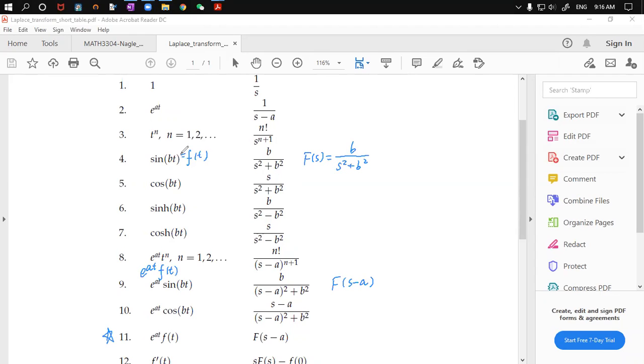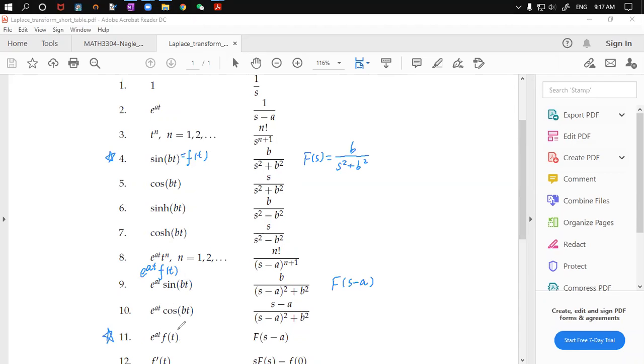Right? So you can see that even on this table, there are redundant lines. Some of these lines can be derived from other lines combined together. In this case, number 9 is a result of number 4 and number 11. And similarly, number 10 is number 5 and number 11. I'll leave it to you as an exercise. Is that good for everybody?